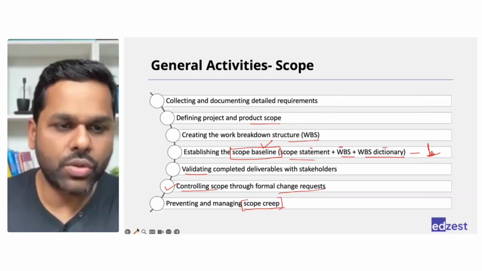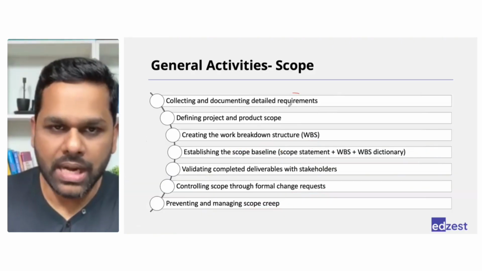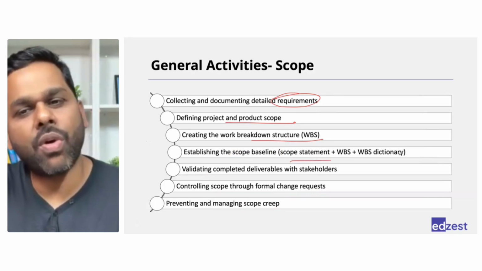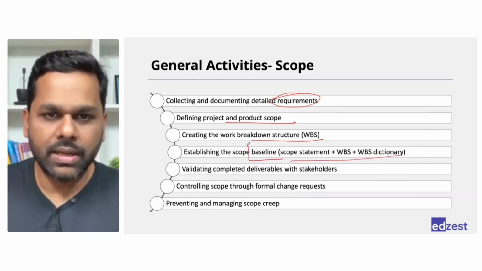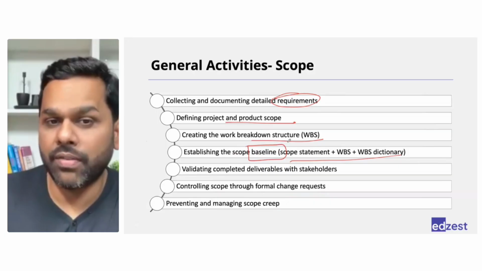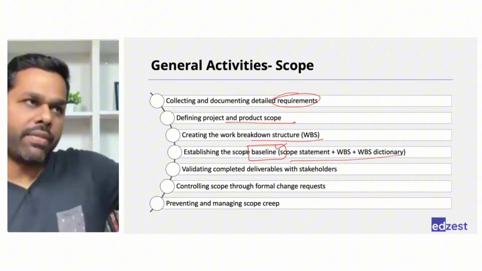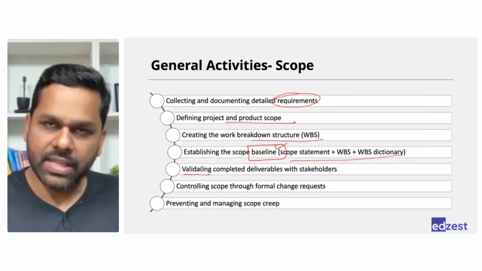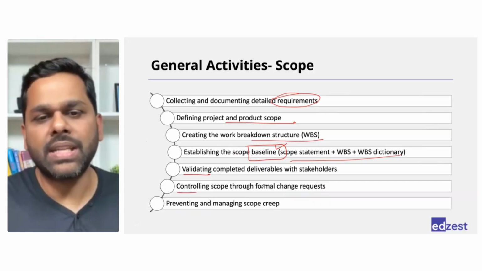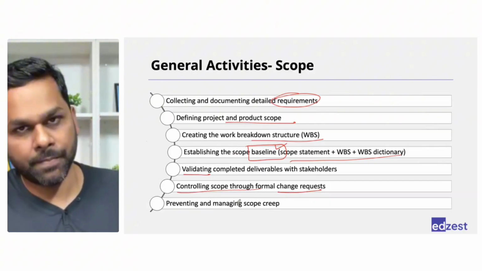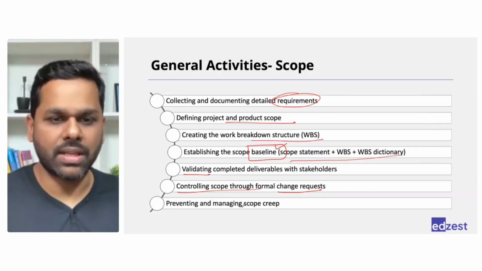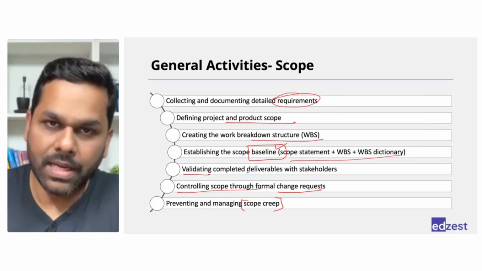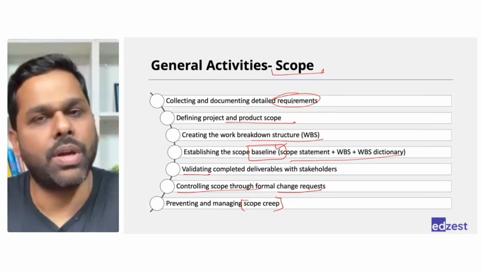So how do we manage scope in the best way possible? Understand the requirements, define the scope, create a WBS, take a sign off on whatever you have created, and call it a baseline. That becomes your reference. After that, whenever anything is getting completed, get it checked with the customer. If they accept it, great. If they don't accept it, make changes through a formal change request. And ensure that you are managing scope creep throughout the project. That's how you handle or manage scope in projects.